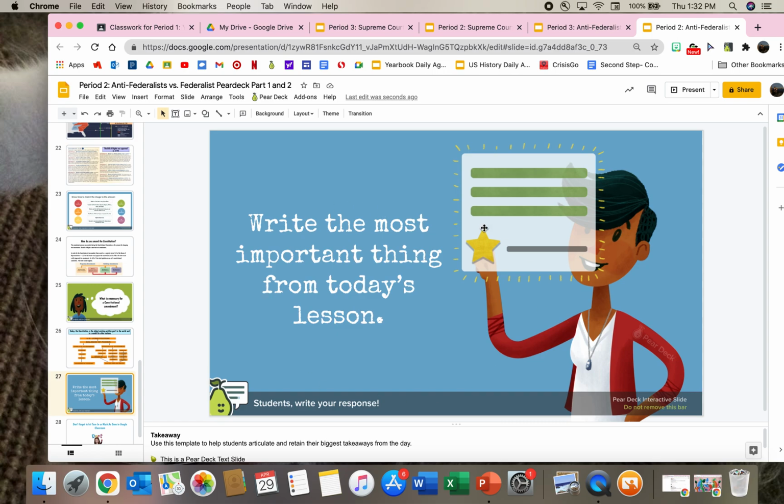And then afterwards, you're going to write the most important thing from today's lesson. So just what you think is the most important thing. So maybe you think learning about the Bill of Rights was the most important thing. Maybe for you it was the Federalists versus the Anti-Federalists. But just write about the one most important thing from today's lesson.